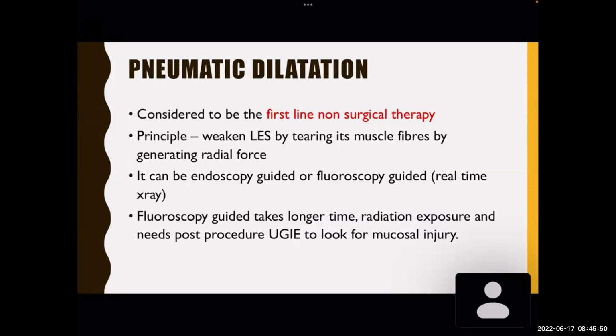And another gold standard first line non-surgical therapy is pneumatic dilatation. This is considered to be the first line non-surgical therapy. The principle of it is weakening the LES, lower esophageal sphincter, by tearing its muscle fibers by generating a radial force. It can be endoscopy guided or fluoroscopy radiological guided. Fluoroscopy guided takes longer time, involves radiation exposure, and needs post-procedure upper GI endoscopy because all dilatation procedures have around 4 to 10% rates of perforation. So we have to go for a post-procedure upper GI endoscopy to look for mucosal injury or a perforation if we are doing it in a radiological setup.